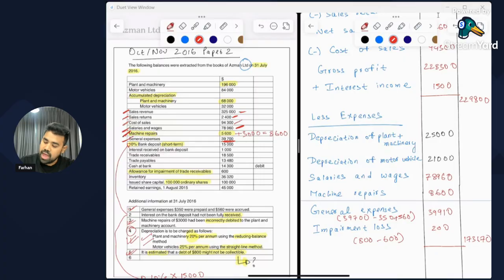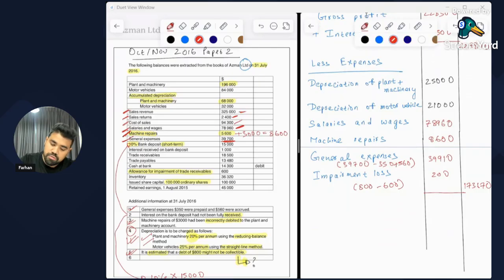Now that you have got the total of all expenses, you subtract this from the 229,800. So 229,800 minus 173,670, which is 56,130. So the net profit or the profit for the year is 56,130. Oh, good. Okay.